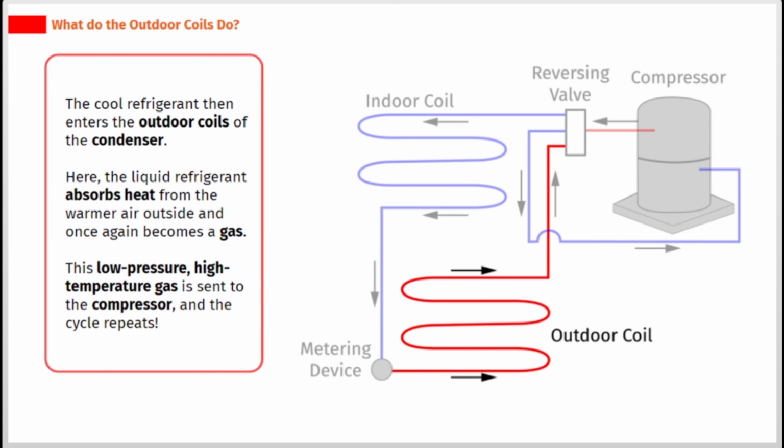The cool refrigerant then enters the outdoor coils of the condenser. Here, the liquid refrigerant absorbs heat from the warmer air outside and once again becomes a gas. This low-pressure, high-temperature gas is sent to the compressor, and the cycle repeats.